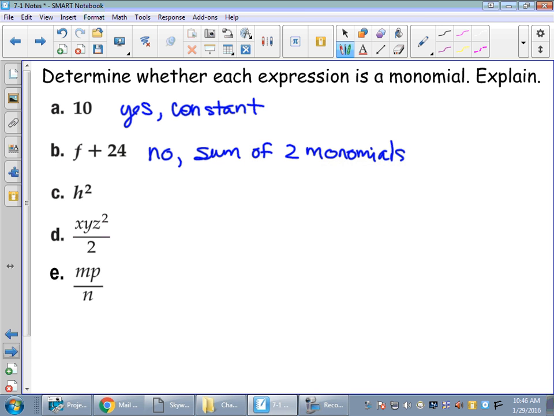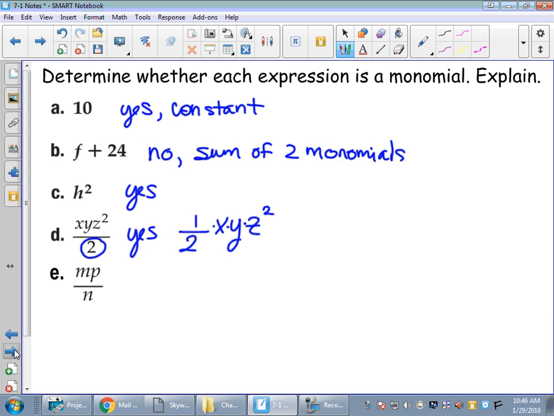C, h squared, yes, it's a monomial. It's the multiplication of two h's. h times h is h squared. D, yes, it's a monomial because the division by 2 is really multiplying by 1/2. I just want you to understand that when you're dividing by a number, it's the same thing as multiplying by its reciprocal. So that's a monomial. That's 1/2 times x times y times z times z. So it's all a monomial, multiplication of numbers and variables.